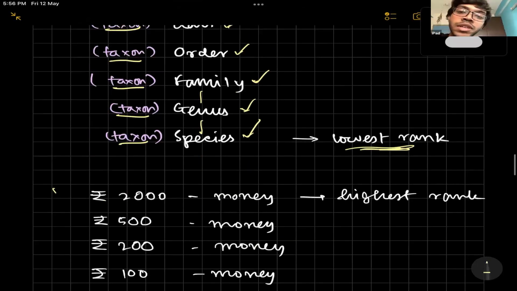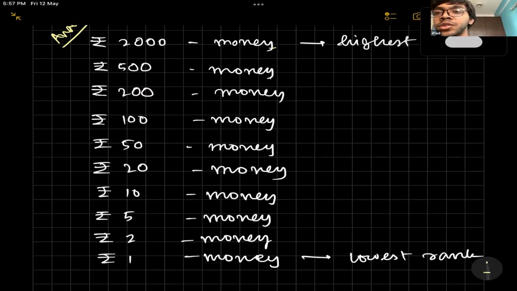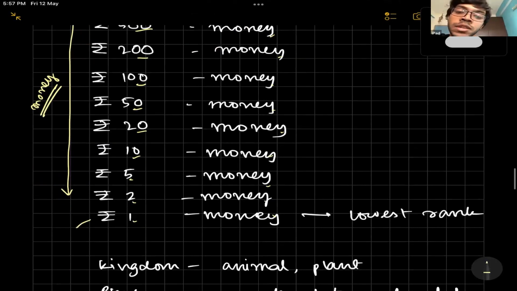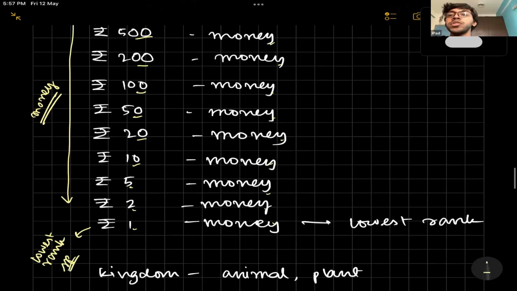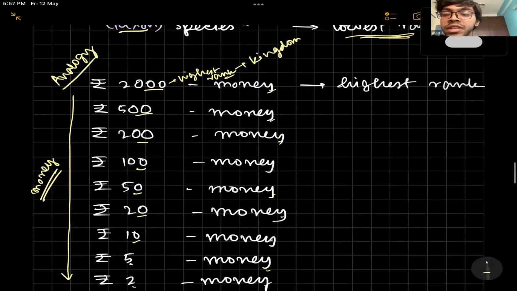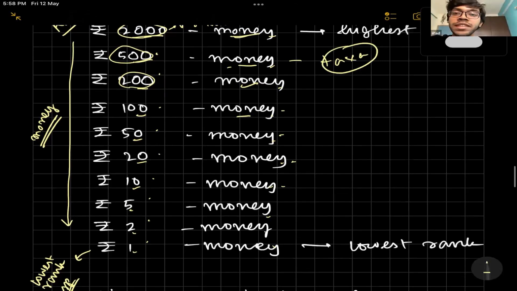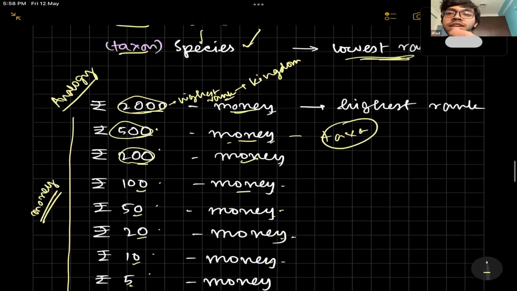Now let's try to understand it with an analogy. In India, we have money. You can find a note of 2000, or a note of 500, 200, 100, 50, 20, 10, 5, 2, and 1. So this is the hierarchy of money in our country. 2000 is the highest rank, equivalent to kingdom, and 1 is the lowest rank, equivalent to species. In between these, we have different ranks, and each of these is known as money. 2000 is money, 500 is money, 200 is money, 100, 50, 20, 10, 5, 2, 1, all of these are money. So just replace money with taxa, replace 2000 with kingdom, 1 with species, and so on. You can easily understand that a taxon is nothing but a rank.